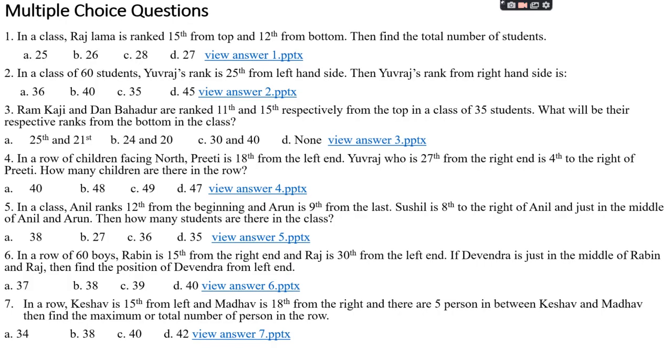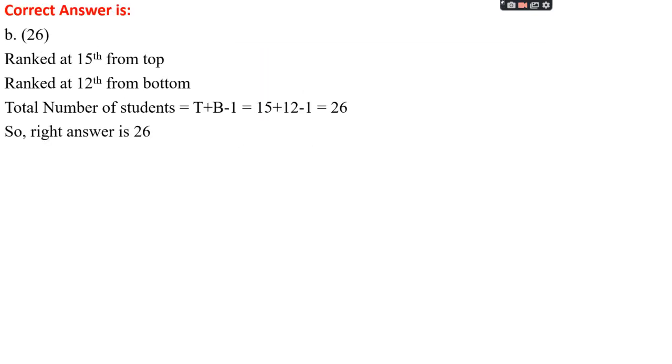Question number one. In a class, Raj Lama is ranked 15th from the top and 12th from the bottom. Find the total number of students. Option A 25, option B 26, option C 28, or option D 27. The right answer is option B, 26.